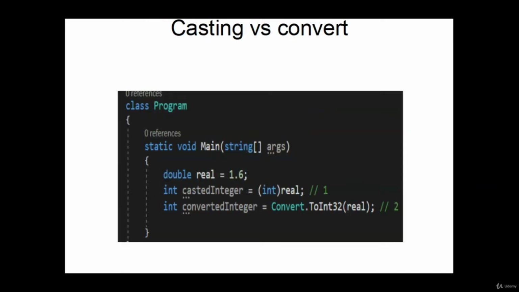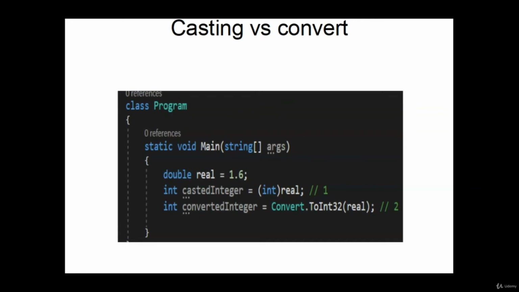Now, there's some important differences between the casting and the convert methods. When you use the casting method, especially with explicit casting, you're basically saying, I understand that there's going to be data loss, or there may be data loss, but I want to display this variable as this type. So let's look at an example. We have a double called real, and it equals 1.6, and we cast it into an integer in the next line. And when we cast that double into an integer, we're left with 1.